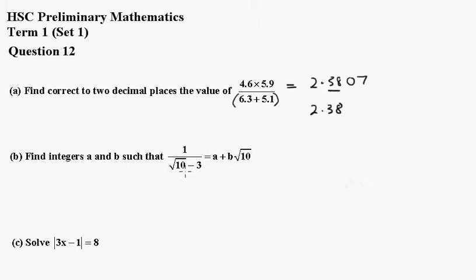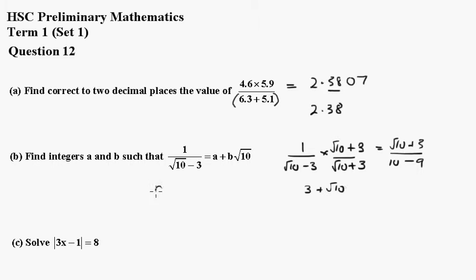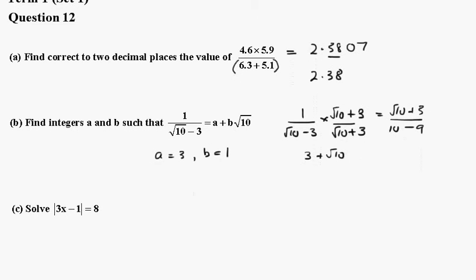This one here, we have to rationalize this bit. So that becomes 1 over root 10 minus 3 times root 10 plus 3 over root 10 plus 3. This becomes root 10 plus 3 all over... Now root 10 by root 10 is 10, so it's 10 minus 9. So that's just 1. So this is 3 plus root 10. So A must have been equal to 3 and B must be equal to 1, the coefficient in front of the root 10.